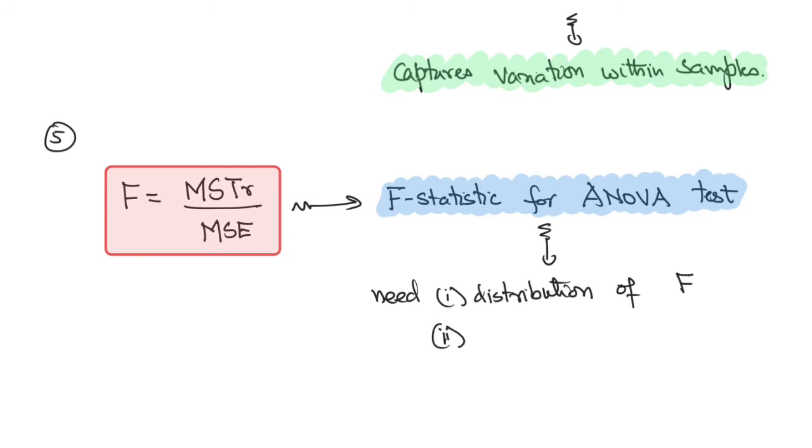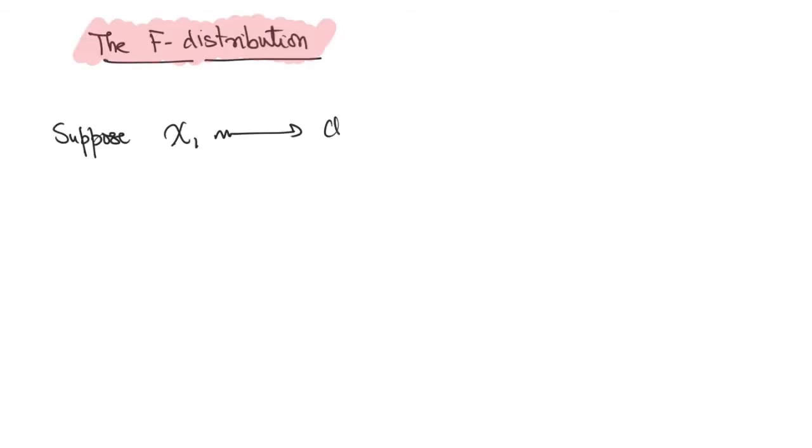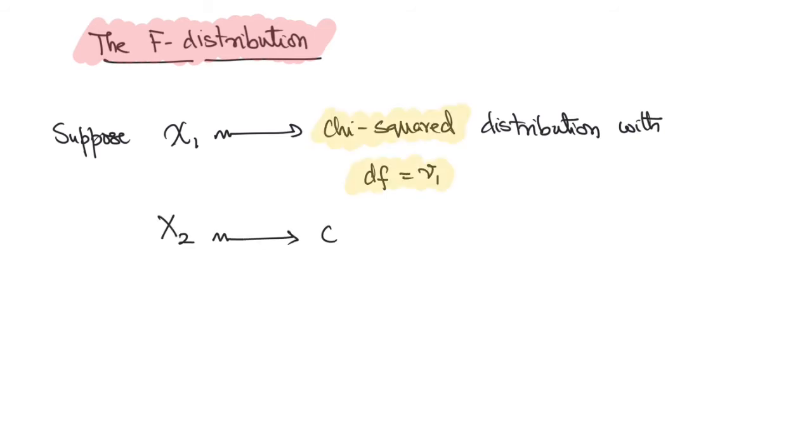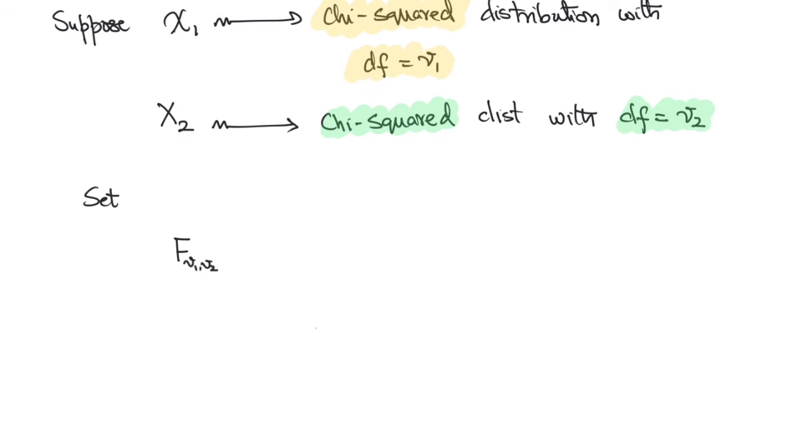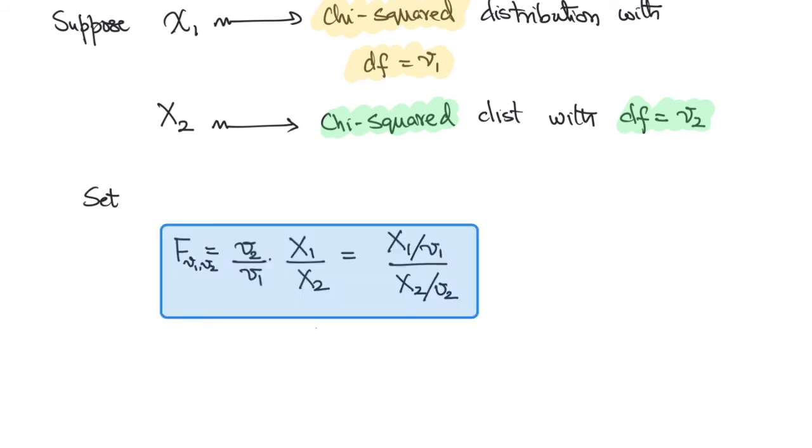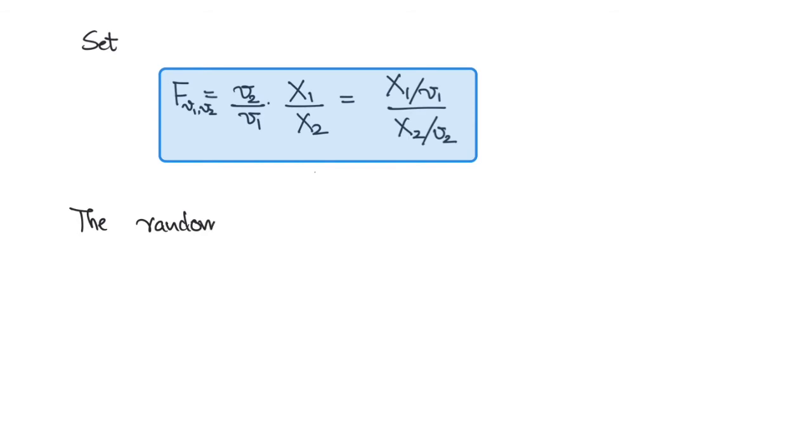And to proceed with the test procedure, we need to know what the distribution of F is, and we would want to be able to calculate a relevant p-value. We begin with the distribution of the F statistic, which is the F distribution. Suppose we have two random variables, X1, which has the chi-square distribution with nu1 degrees of freedom, and X2 having the chi-squared distribution with nu2 degrees of freedom. Then we can consider a new statistic, F nu1 comma nu2, which is defined using X1 and X2.